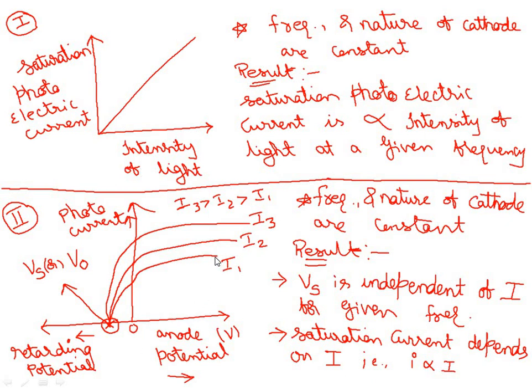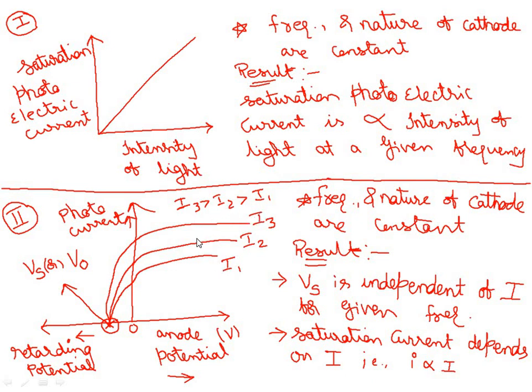See, for one intensity, the current slowly increases and becomes constant for that particular intensity. As I told you in yesterday's session, we have to look at this graph in two parts, the right hand side and the left hand side. On the right hand side, the saturation photoelectric current is constant. Beyond that, even if you increase the potential, that is the maximum for that intensity. I have taken three different intensities, I3 greater than I2 greater than I1.